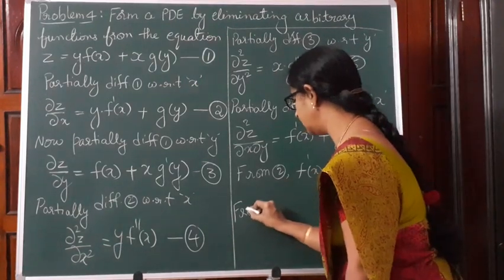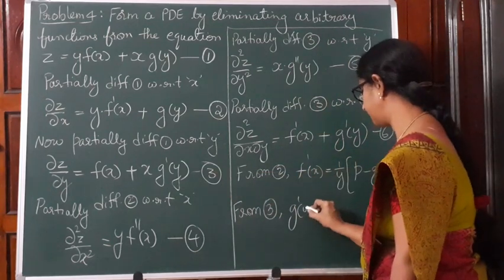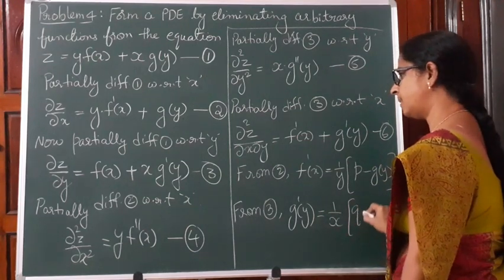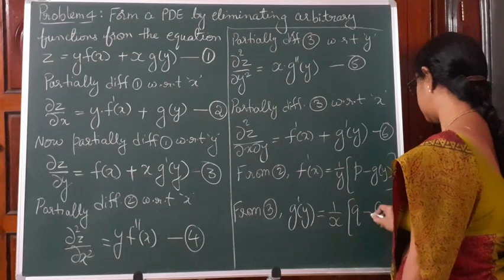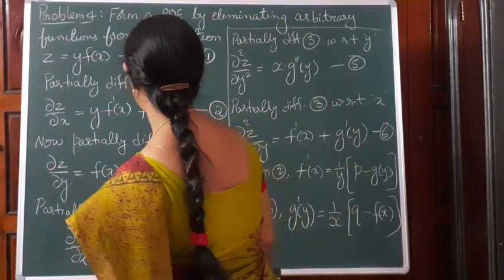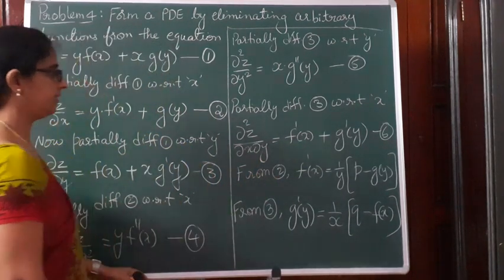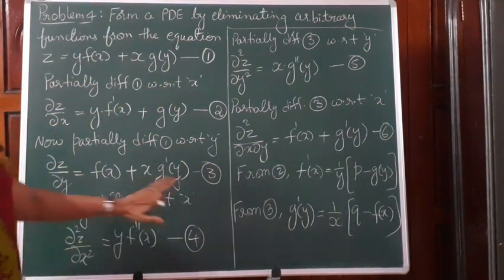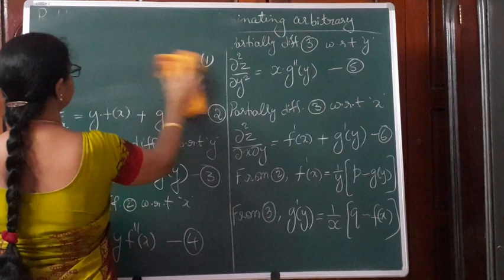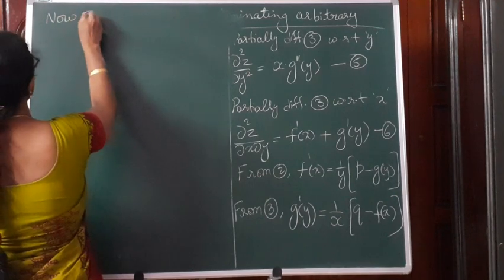Similarly, from equation 3, g dash of y is equal to 1 by x into (q minus f of x). Q means dou z by dou y. Now we will try to substitute this f dash of x and g dash of y in equation 6 and see whether we can eliminate f of x and g of y. If this does not work, we search for another method, another substitution. Now substituting in equation 6.